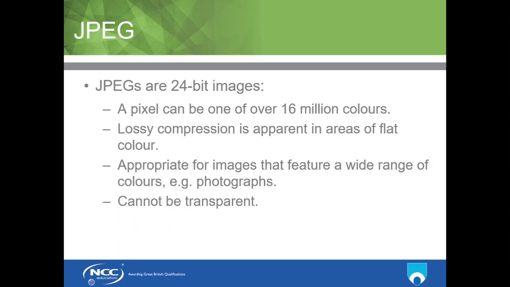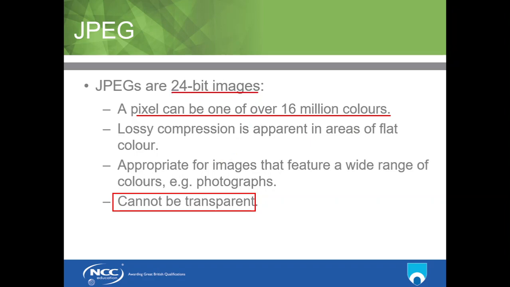As you're going to see, for example, JPEGs cannot be transparent. It's not possible for a JPEG to be transparent because a JPEG is actually an image like the one you take with your camera. Normally, a pixel can be one of over 16 million colors. So a JPEG really is a 24-bit image, unlike the GIF, which was an 8-bit image. That's why it's able to have all these colors, 2 raised to power 24. This one supports lossy compression. It is appropriate for images that feature a wide range of colors. One of the most common examples is photographs that you take using your smartphone camera or, for example, a DSLR camera. Those photographs normally will have the extension JPEG. So that is what you call a JPEG.